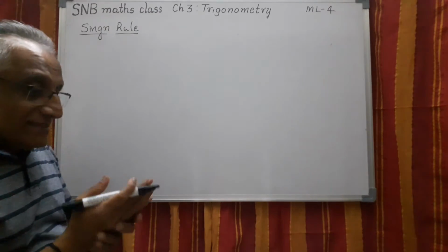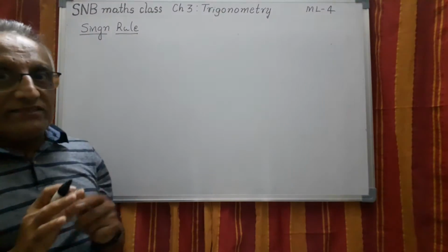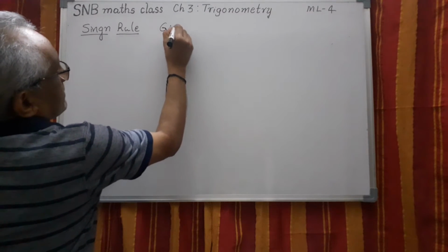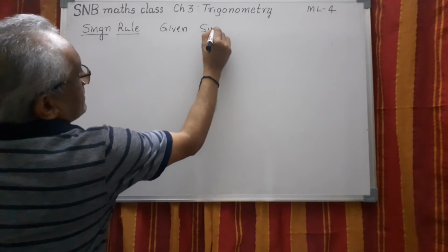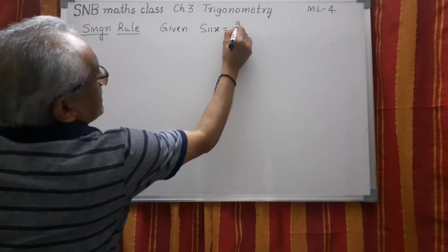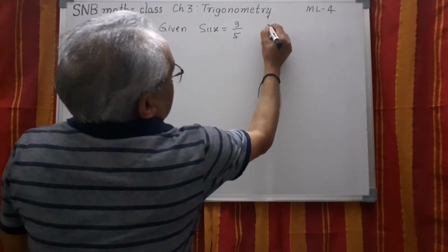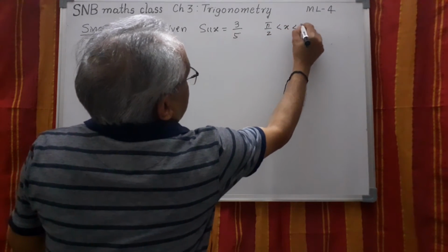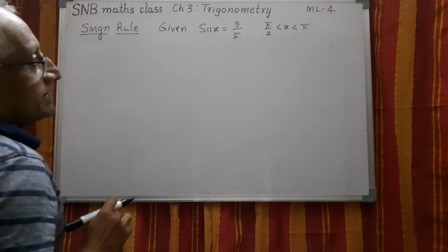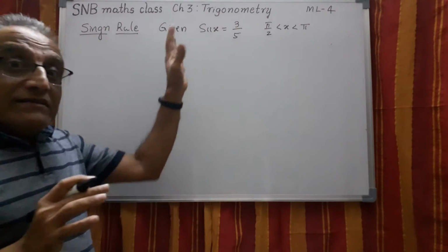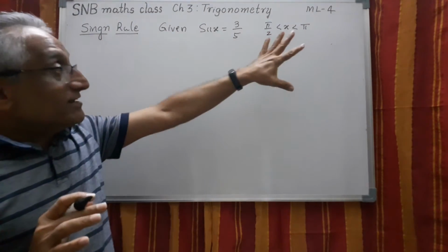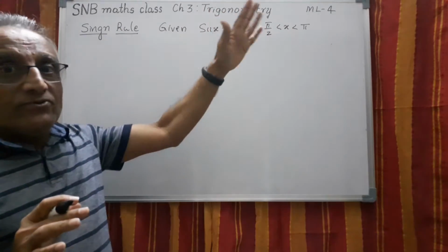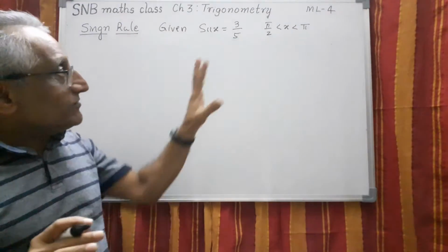Now sometimes questions can be like this. What is the use of this? Say for example, the question will be like this: given sine x equal to 3 by 5 and pi by 2 less than x less than pi, find all the remaining 5 trigonometric ratios. Sine is given, of course, remaining 5. That means all the 5 including the reciprocal ratios.